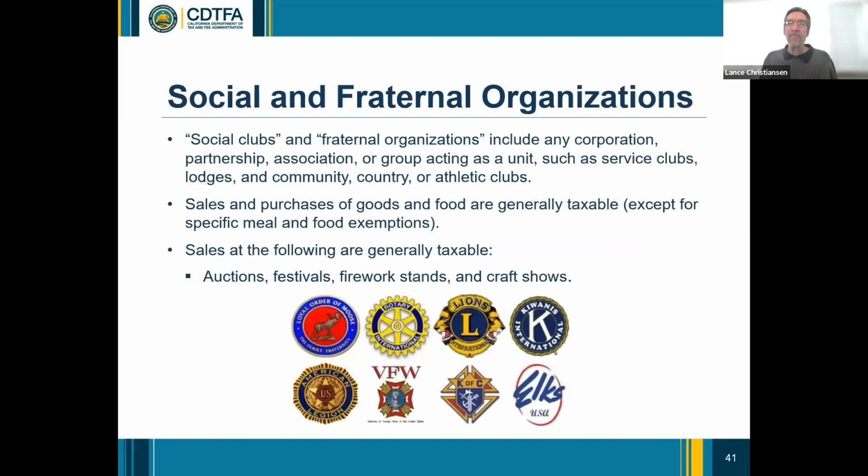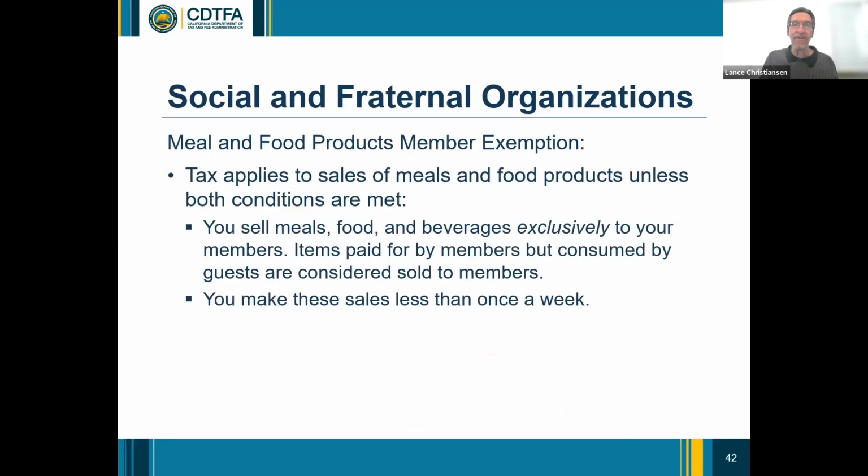Let's move on to a social or fraternal organization. Those are usually things like service clubs and lodges, a country club, an athletic club, those sort of things. Your sales and purchases, generally taxable. You've got a meal exemption coming too. It's a little thinner. Generally, your sales on such things as auctions and festivals, etc., going to be taxable. So here's your meal exemption. It's basically just for the members of your organization. So you sell meals or food exclusively to your members.